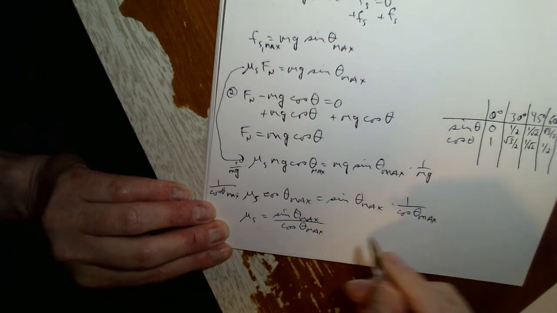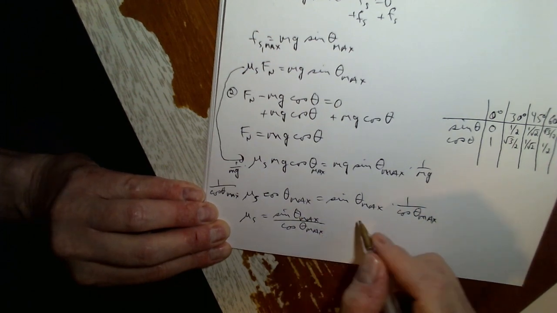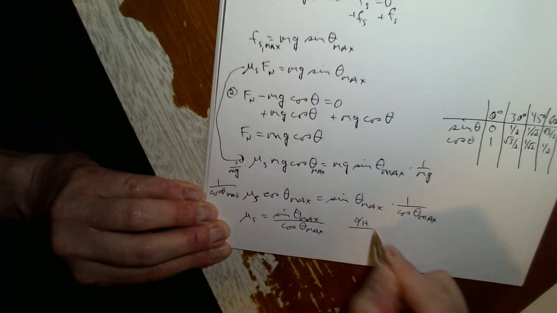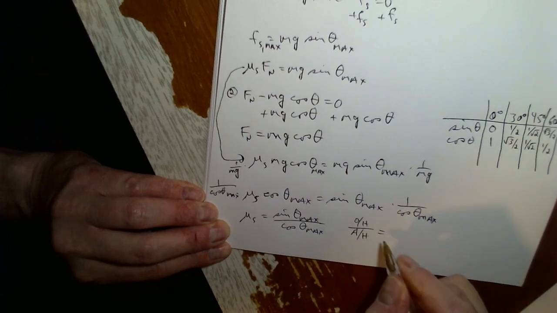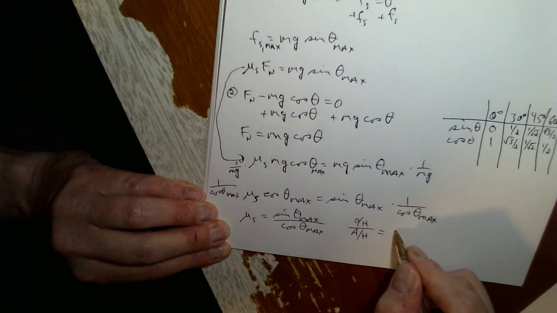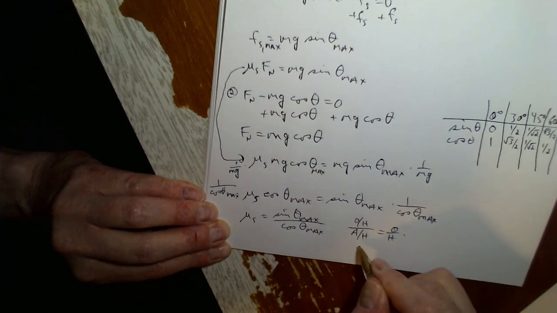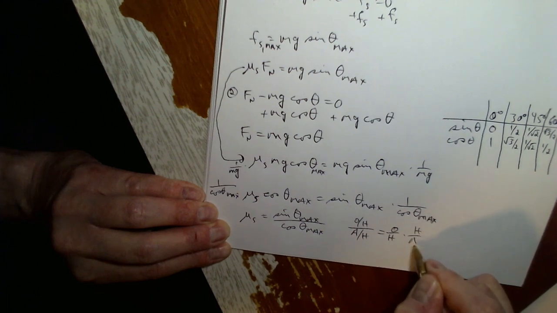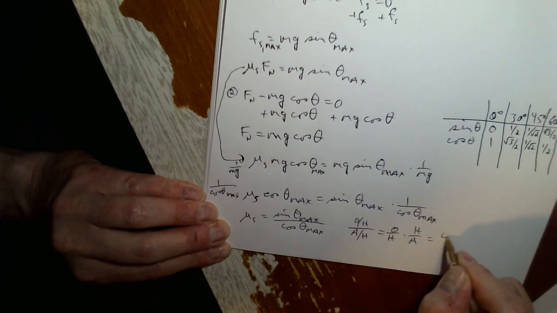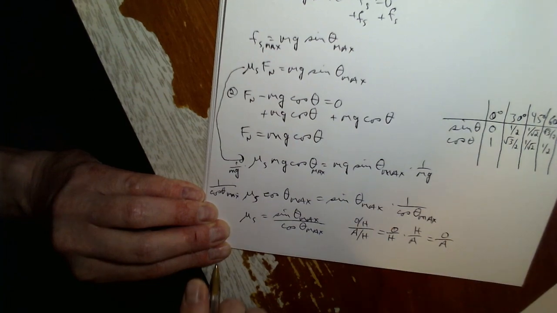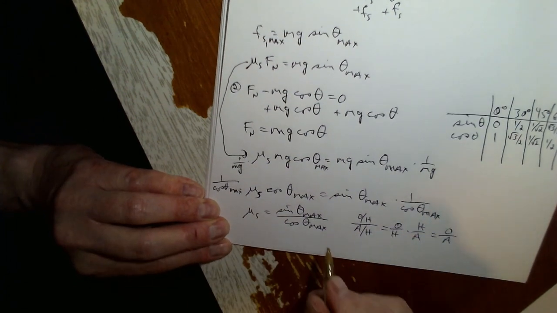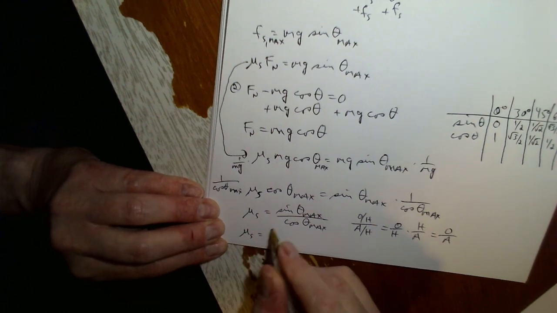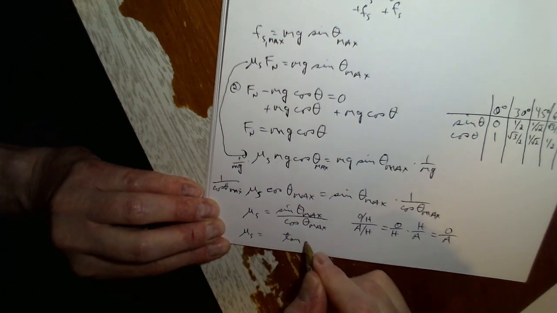And if you remember from SOHCAHTOA, sine is opposite over hypotenuse divided by cosine, which is adjacent over hypotenuse. And when you divide, you multiply by the reciprocal, so it's opposite over hypotenuse times hypotenuse over adjacent. Hypotenuse cancels, that's opposite over adjacent. Ask yourself, what is opposite over adjacent from SOHCAHTOA? It's tangent. So we've got mu sub s is equal to tangent theta max.